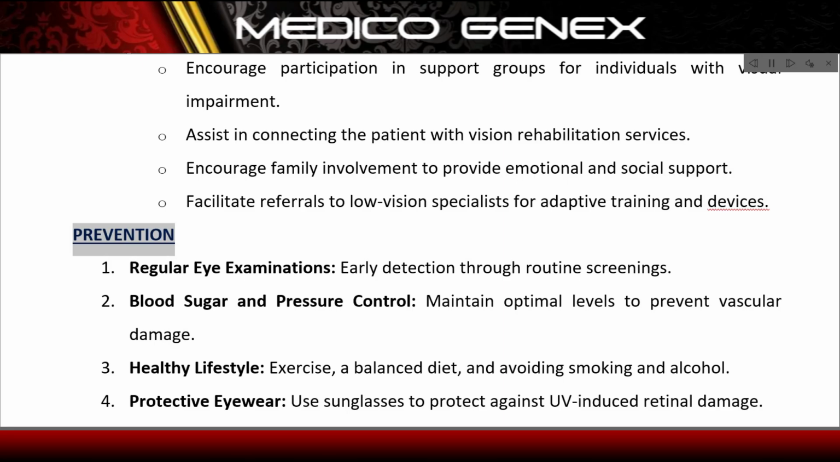Prevention. Regular eye examinations, early detection through routine screenings. Blood sugar and pressure control, maintain optimal levels to prevent vascular damage. Healthy lifestyle, exercise, a balanced diet, and avoiding smoking and alcohol. Protective eyewear, use sunglasses to protect against UV-induced retinal damage.